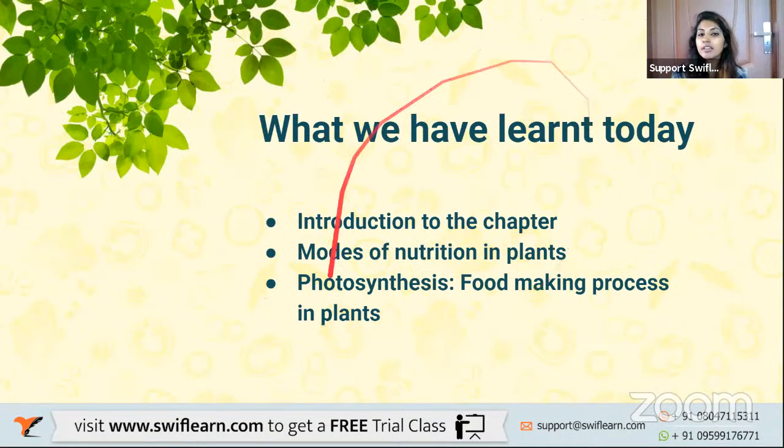So what we have learned today: we learned an introduction for the chapter nutrition, how nutrition is happening, from where we get nutrition. Then we learned about modes of nutrition in plants, that is heterotrophic and autotrophic, and autotrophic has two other types, chemosynthesis and photosynthesis. Then photosynthesis, we learned about the food making process in plants. So all that we have learned, right? Does anybody have any doubt? Otherwise, we can just wind up this live. Anybody who has any doubt, type in your comments, I will answer.